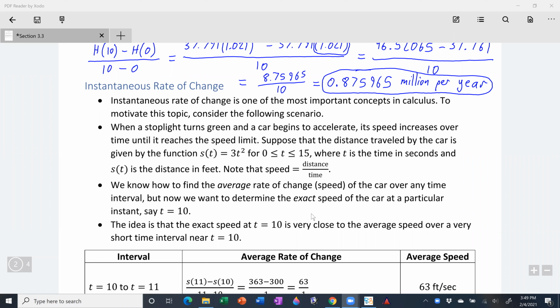When a stoplight turns green and a car begins to accelerate, its speed increases over time until it reaches the speed limit. Hopefully the speed limit, right? Suppose that the distance traveled by the car is given by this function s of t.